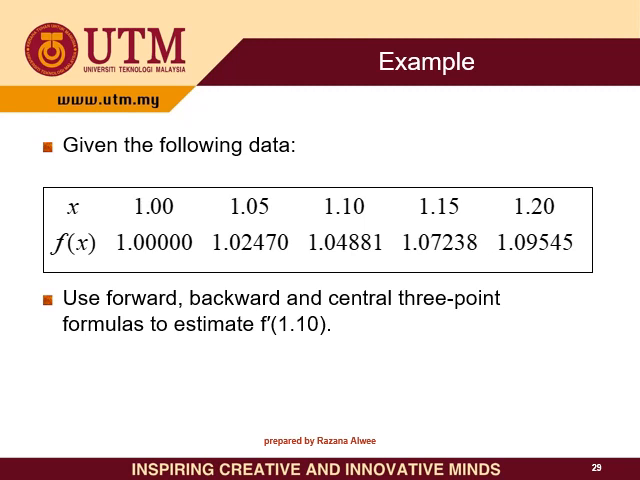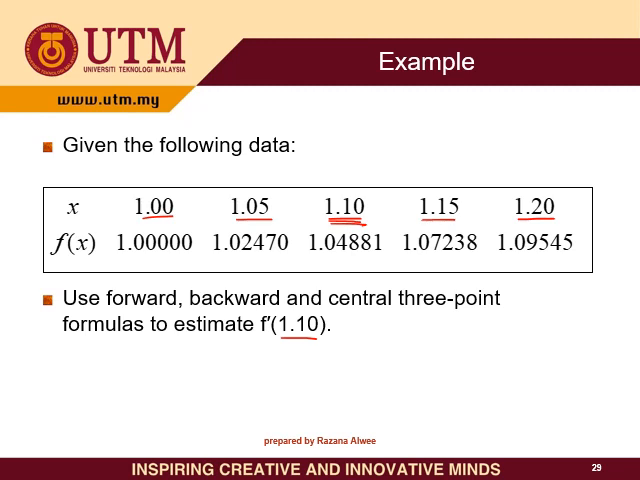They give you the first example here: use forward, backward and central 3-point formulas to estimate the first derivative of f at 1.10, which is this one. So for forward, backward and central, because this is 3-point, for forward, this is the first point, this is the second point, and this is the third point. So 1, 2, 3. For backward, this is the first point, this is the second point, this is the third point. You can see the theme now, right?